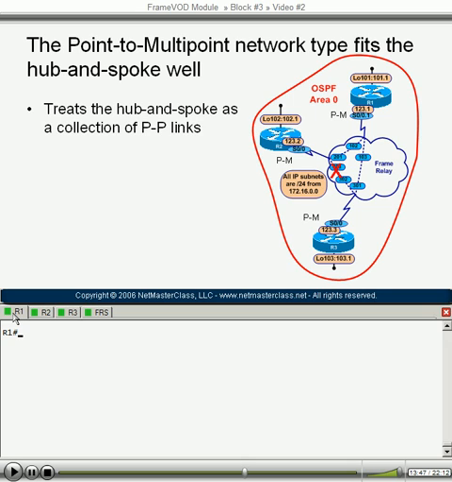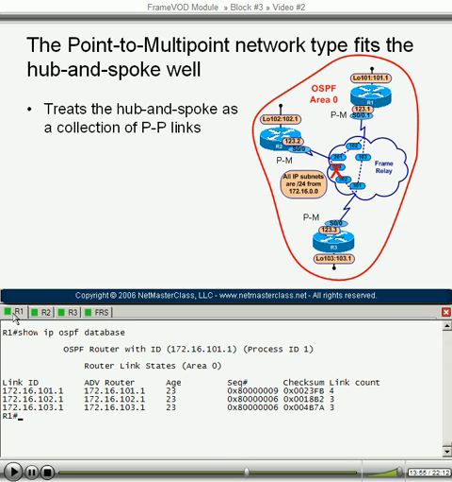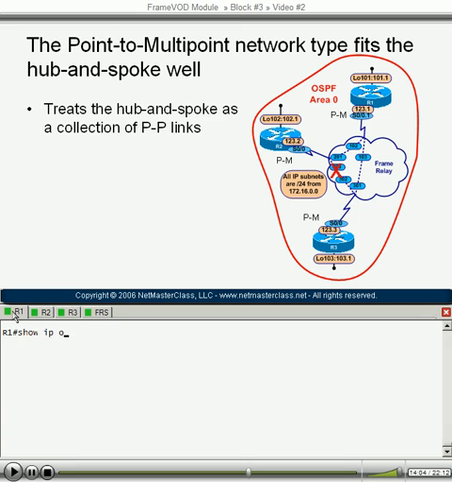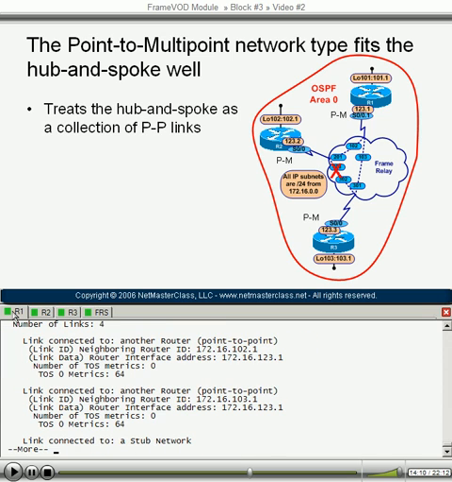And check out the OSPF database with the point-to-multipoint network type. Note that there are no network LSAs, just router LSAs. Here is R1's router LSA. Notice the point-to-point link to R3 and to R2.